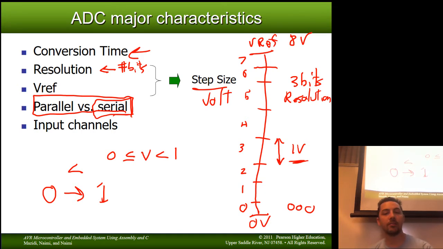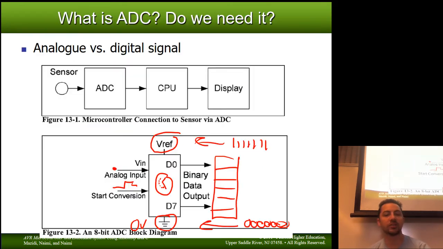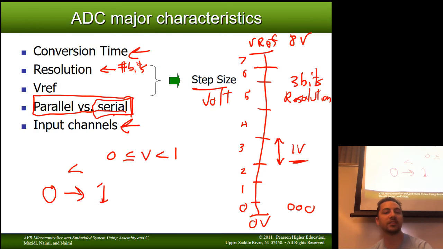And finally, a major feature of many ADCs is they can read more than one analog signal. You can put 4 in and then choose which one you want to read. Or you put 8 in and choose which one you want to read. The version that we showed here just has one analog input. Okay. More complicated ones will have multiple inputs and you get to choose between them. So the characteristics of an ADC: conversion time, resolution, VREF, step size, the output type, and the number of input channels.